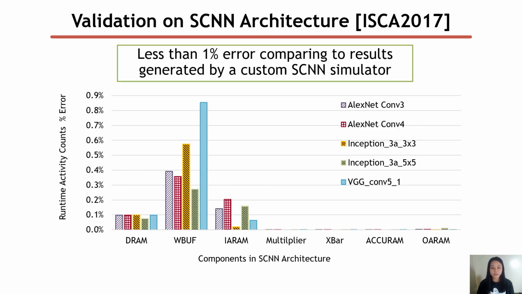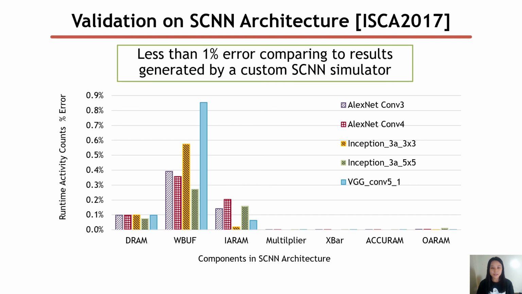Here we're showing the validation on the runtime activity counts. On the x-axis, we're showing the various components in the SCNN architecture. As you can see, there is DRAM, there is the on-chip buffer, the IA RAM, and the y-axis is showing the runtime activity counts error.